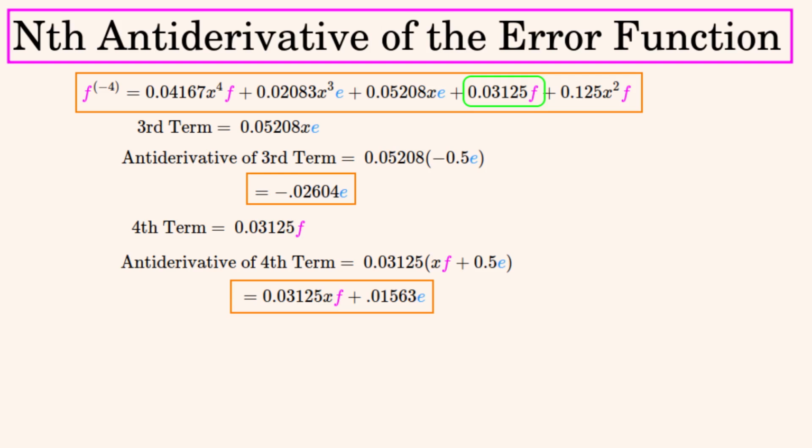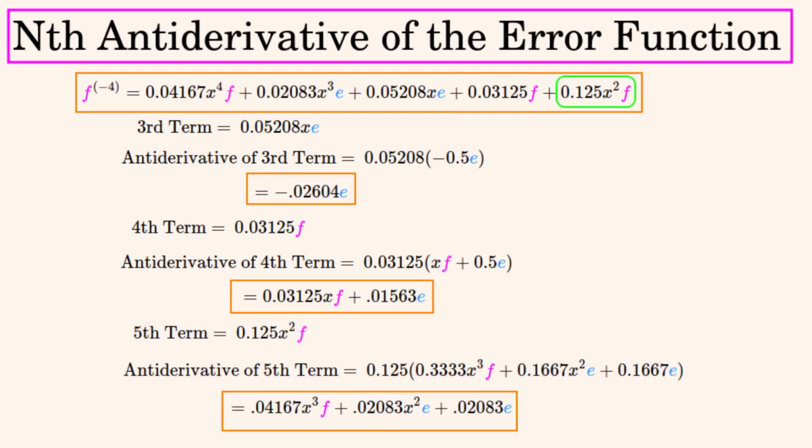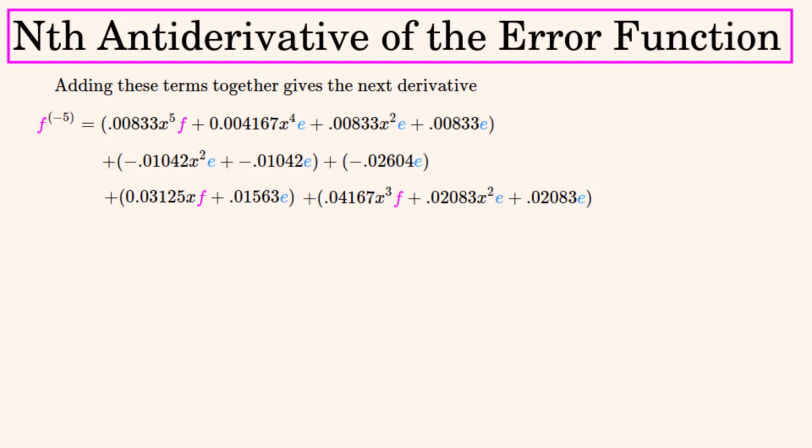And we'll find the antiderivative of the 4th term. And then we'll get the antiderivative of the 5th term. So now we're ready to add them all together. Notice that 5 of these terms have a number times e. These can be added together.